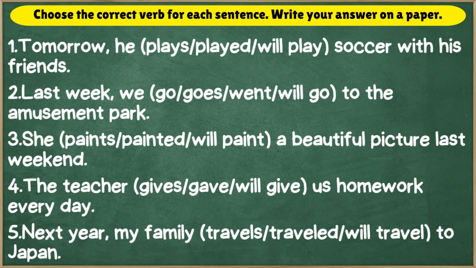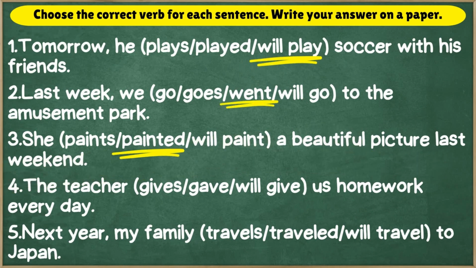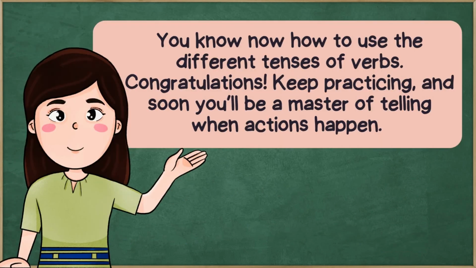So what is the correct answer for number 1? Yes, the answer is will play. Good job. How about on the second? It's went, since it happened last week. And on the third? Painted. Good job. On the fourth? It's gives. And on the last one? Yeah, it's will travel. You know now how to use the different tenses of verbs.